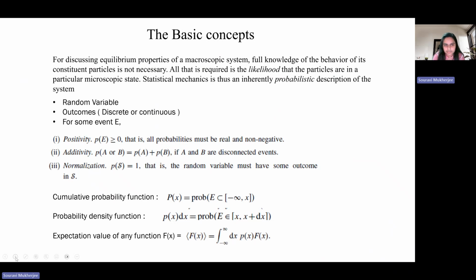So now the basic concepts. Why are we discussing probability distributions, and why is it coming up in this discussion of statistical mechanics? It is because we did discuss the two descriptions: one is a macroscopic description, another is a microscopic description. The macroscopic description talks about certain variables for the whole system, or a more coarse-grained description, where you have temperature, pressure, volume, and so on.